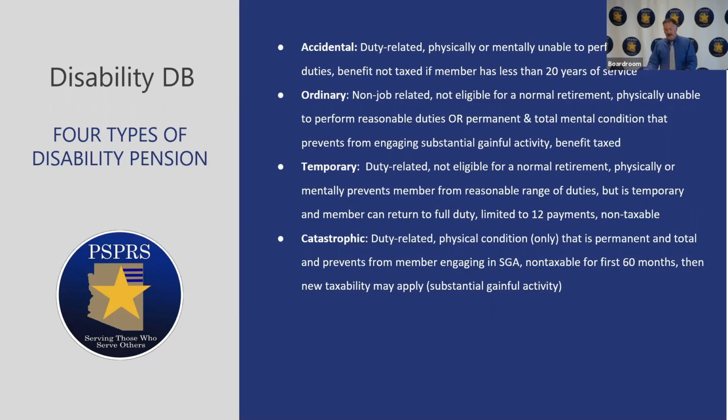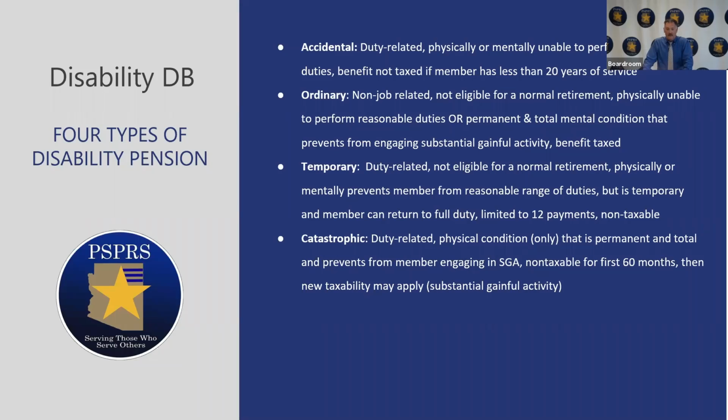So an accidental disability, it's going to be job related, happened on the job as a result of my occupation. Physically or mentally unable to perform the duties of my position if I have less than 20 years on the job, which again, the vast majority of our tier 3 members do have less than 20 years. Let's remember July 1 of 17, that benefit is going to be non-taxed.